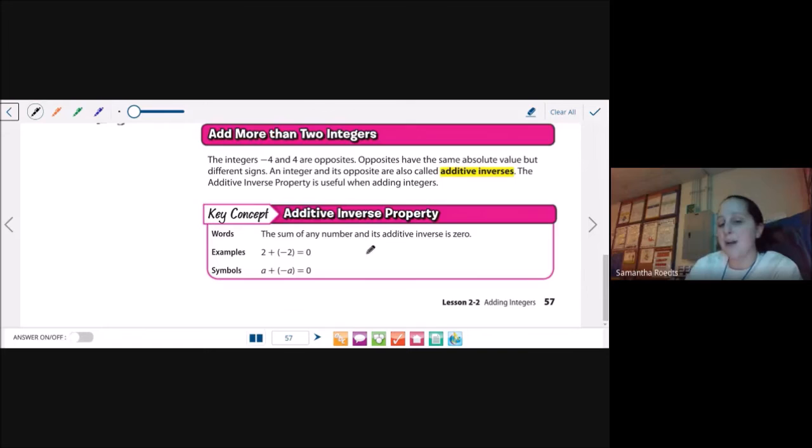The sum of any number and its additive inverse is 0. So example, 2 plus -2 equals 0. They're different signs, so I subtract. 2 minus 2 is 0. They're the same, so remember 0 is neither positive or negative. In symbols, A plus -A equals 0. So basically, it's saying that if you add two opposites together, they'll get you 0.